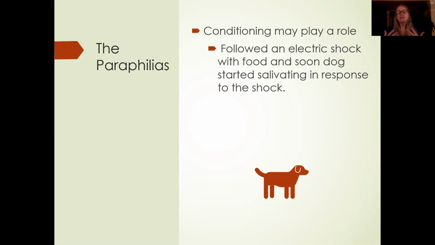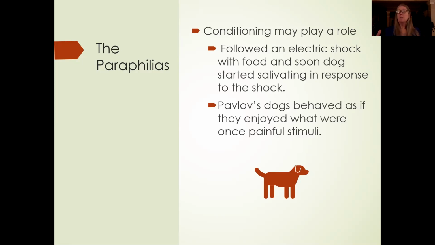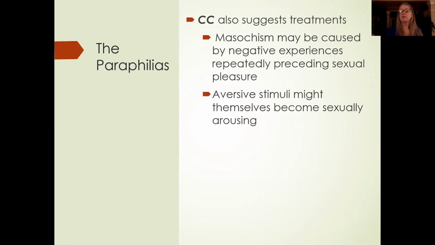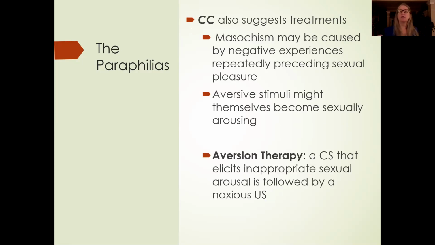So you could see in a human being, perhaps, the person experiences a situation where they have some kind of pain that's followed by sexual pleasure, and then pain, sexual pleasure, pain, sexual pleasure, and now just that pain gives them the sexual pleasure. Does that kind of make sense? So you could see how that would happen. So masochism may be caused by negative experiences repeatedly preceding sexual pleasure. And then these aversive stimuli might themselves become sexually arousing.